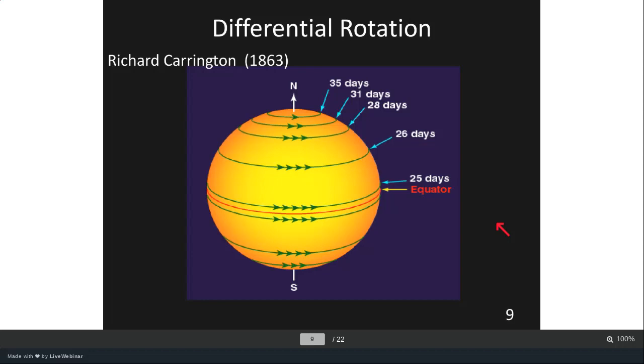Later on, Richard Carrington observed thousands of sunspots, and he found that the sunspots on different latitudes rotate at different rate. This phenomenon is called as the differential rotation. In this slide, we can see that the rotation period of equator is about 25 days, and as we go from equator to poles, it gradually increases up to 35 days.